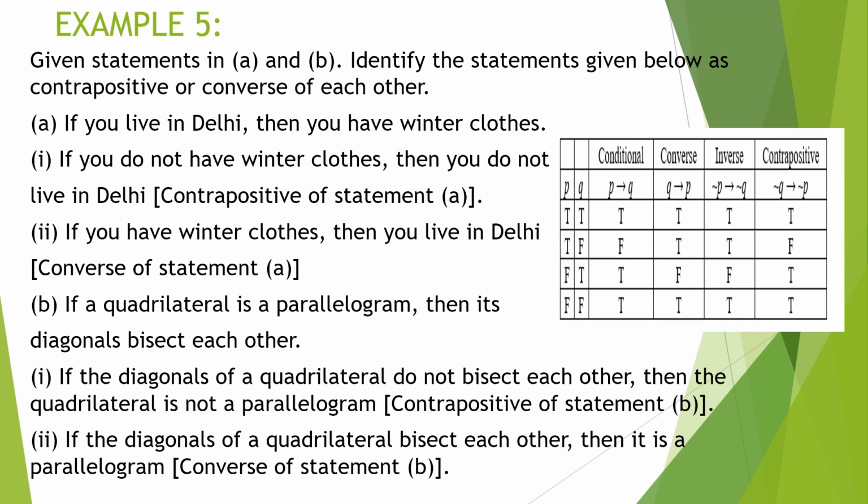Please remember and refer to the table I have given over here. It will be clear. Second related statement is if the diagonals of a quadrilateral bisect each other, then it is a parallelogram. So here it is if Q then P. So if Q then P is nothing but the converse of the given statement.